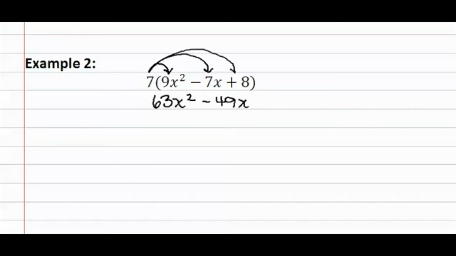Finally, we have 7 times positive 8, which gives us a positive 56. This is our final answer, as none of these terms has the same variable and exponent. Therefore, none are like terms.